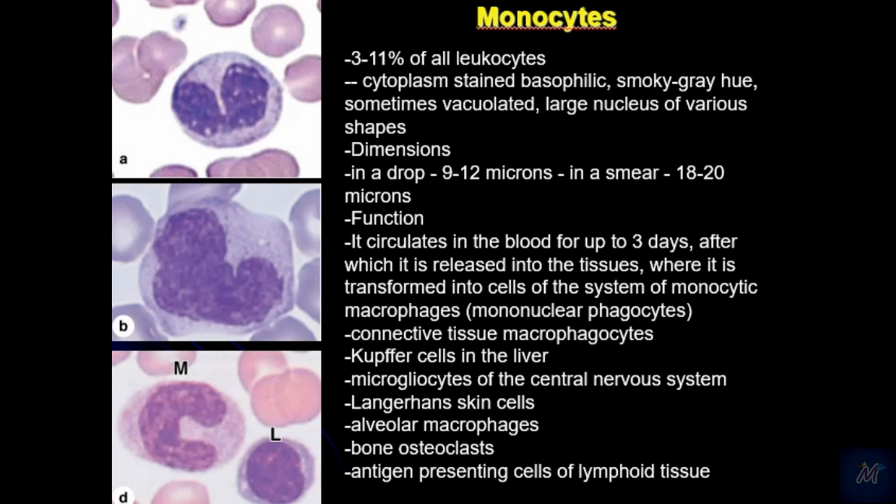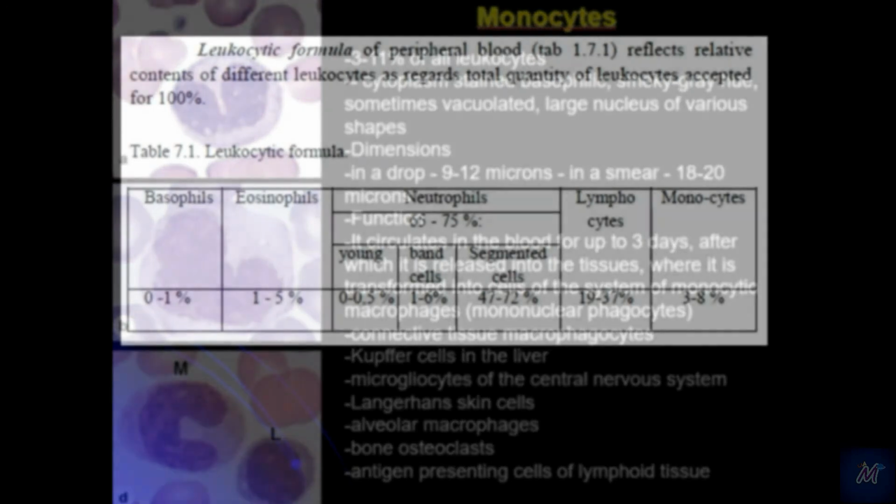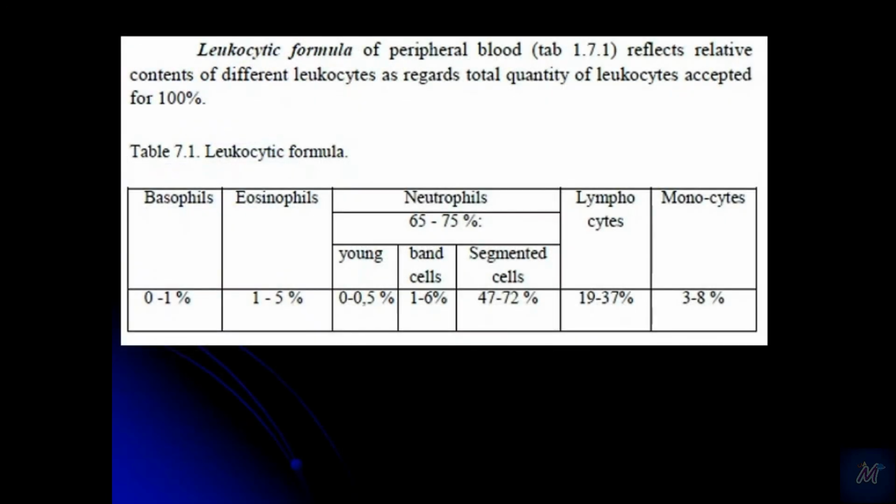After migration to the connective tissue, monocytes, which become macrophages, take an active part in immunity by their phagocytic function and by antigen presentation function, because macrophages help T and B lymphocytes to finish antigen-dependent maturation. The percentage of different types of leukocytes present here we call the leukocytic formula.